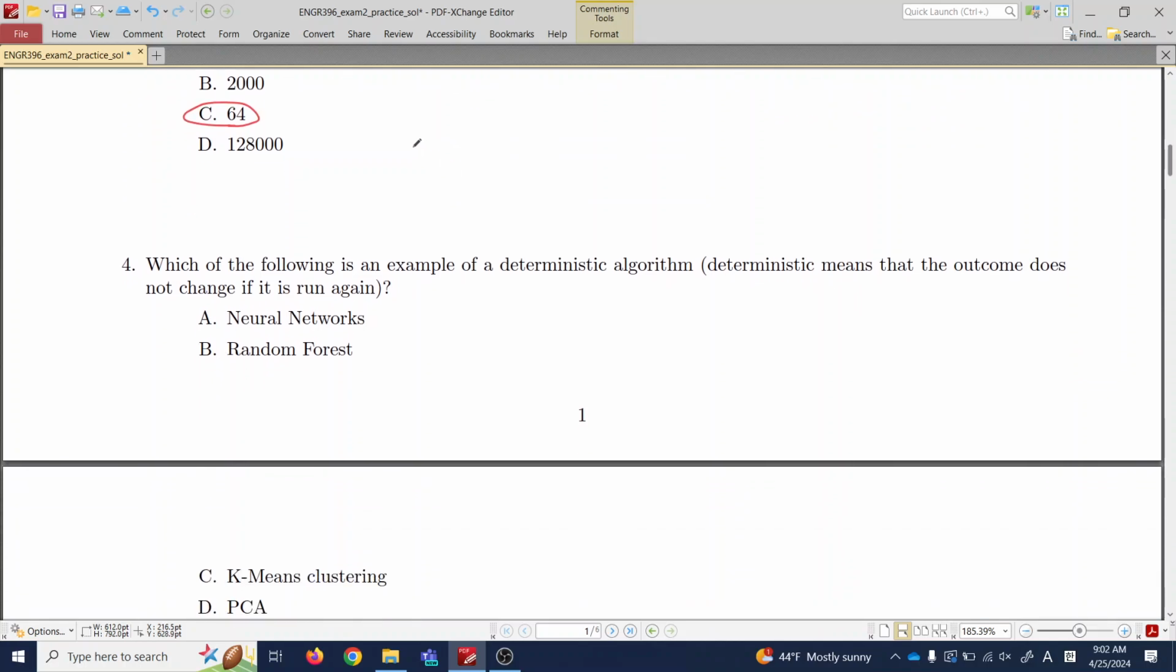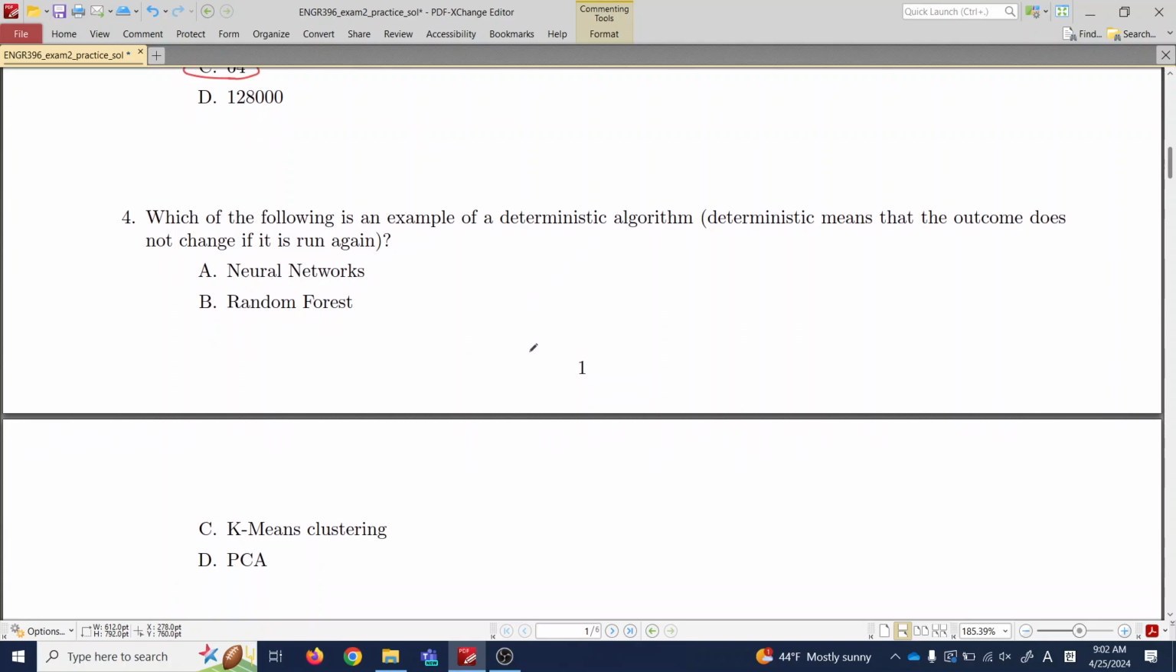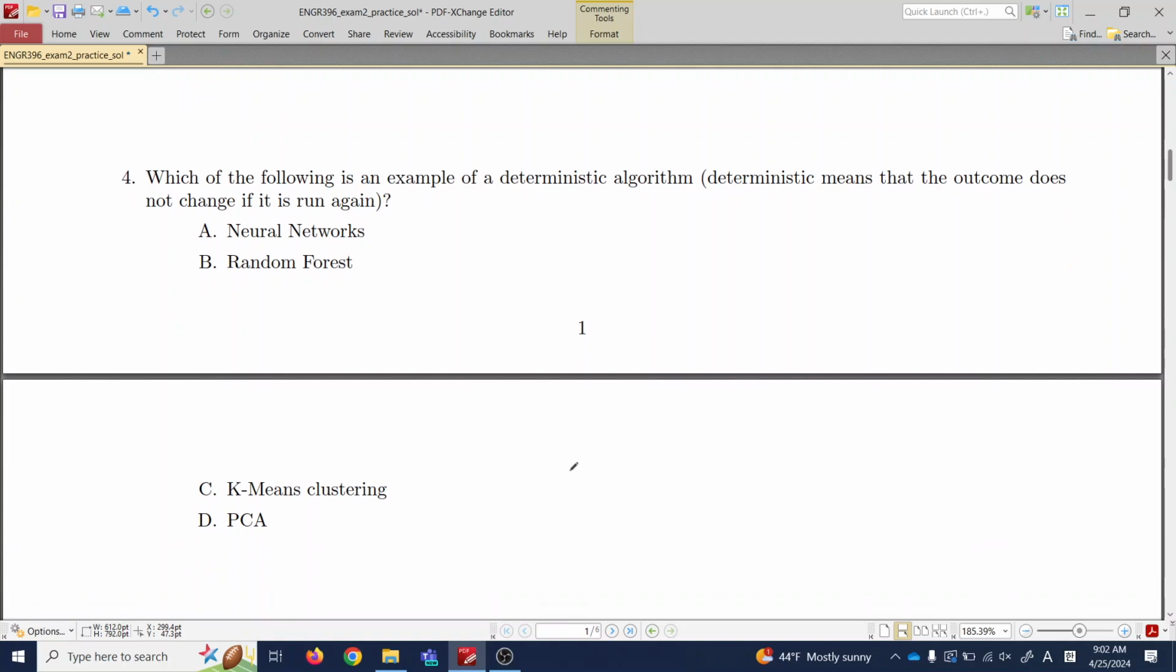All right, next. Which of the following is an example of a deterministic algorithm? Deterministic means that the outcome does not change if it's run again.